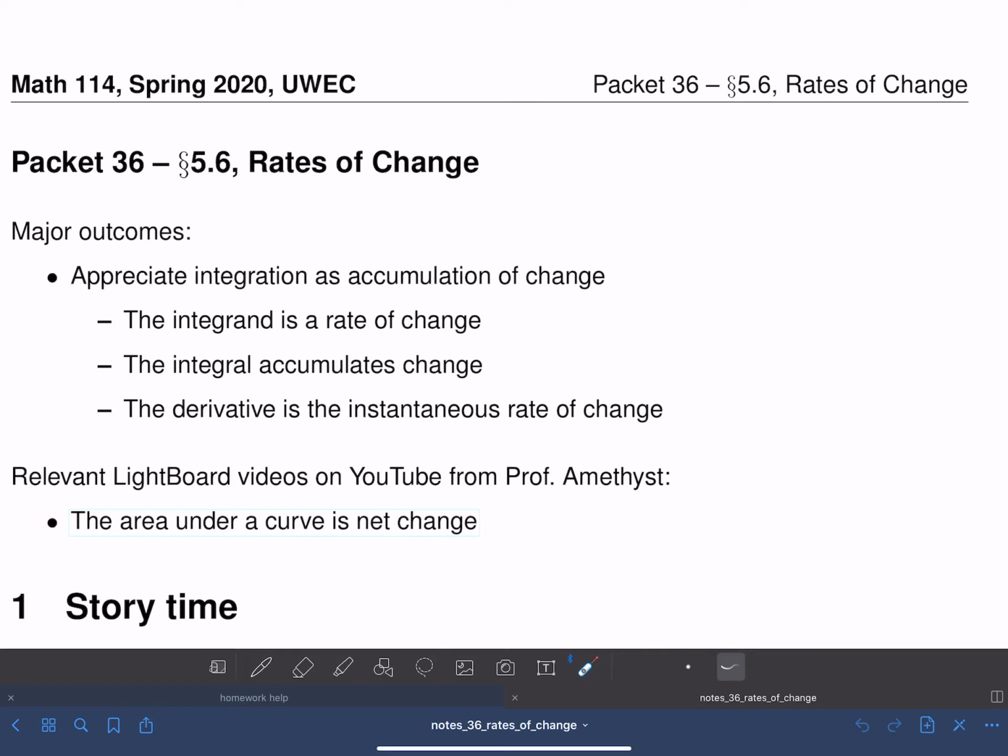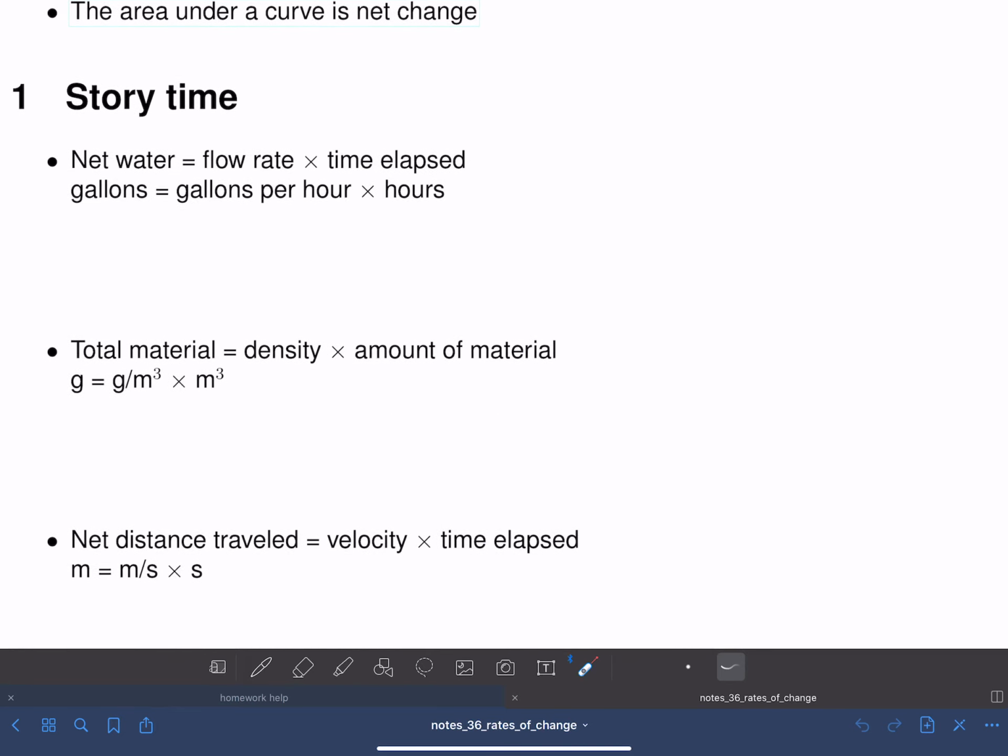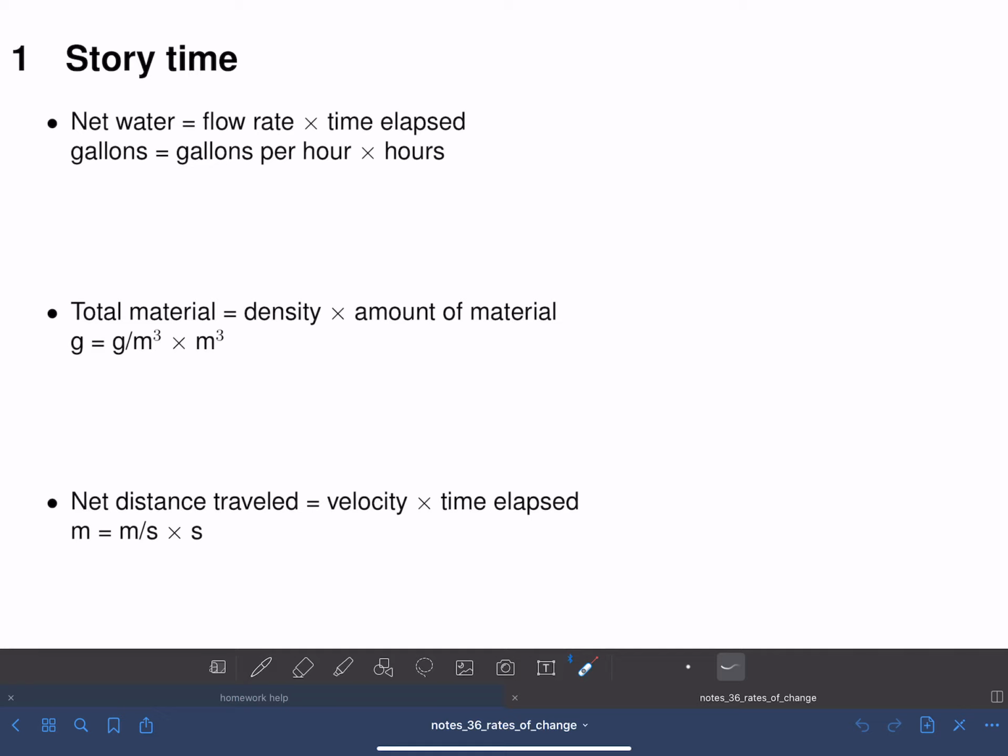The area under a curve is net change. I think I talk about bathtubs in that particular problem. So what I'd like to do is engage in some scenarios with you and think about rates of change and accumulation of change.